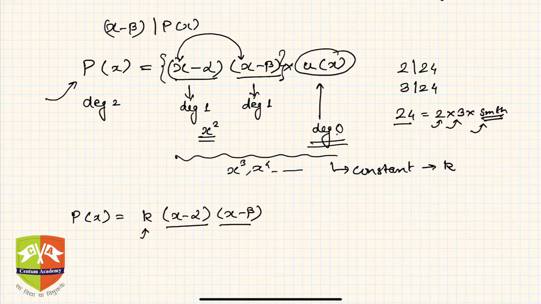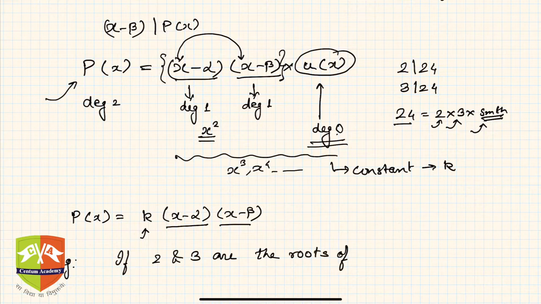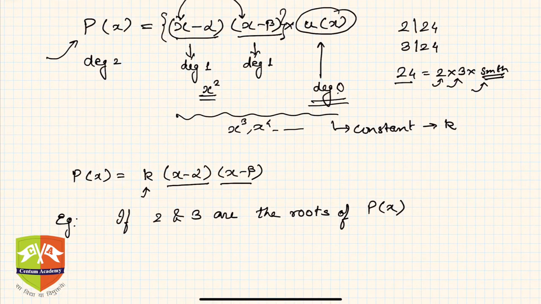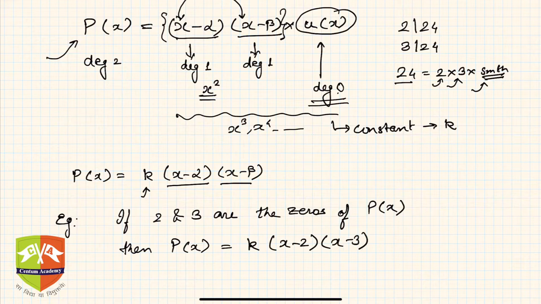Let us take an example. If 2 and 3 are the zeros of p(x), then p(x) is nothing but k, whatever real value you want to take, times x minus 2 times x minus 3, right?